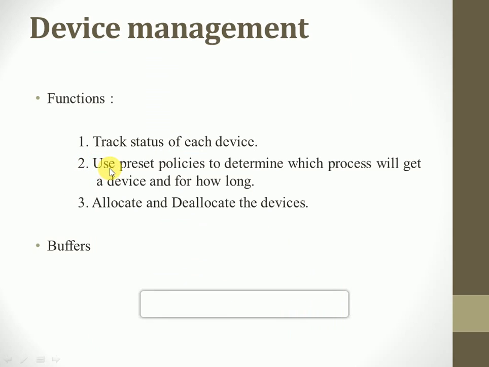Third is device management. The functions of device management are to track the status of each device, use preset policies to determine which process will go to a device and for how long, and allocate and deallocate the devices. These are the three functions of device management.